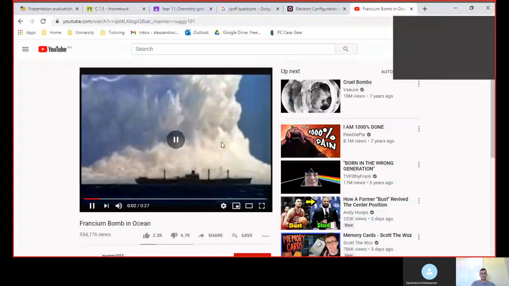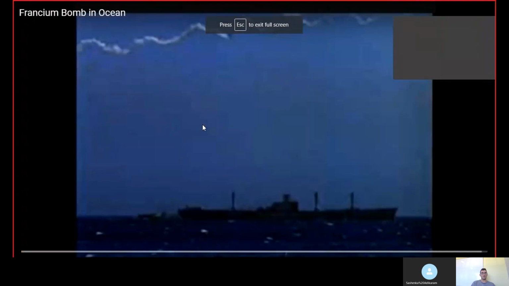Yeah. So for example, I think it's called francium. Francium explosion. Here we go. So I'll just share my screen and we can take a squiz at this in the meantime. This is an example of a francium bomb that went off in the ocean somewhere in Europe. I'm not entirely sure. But just look at it.